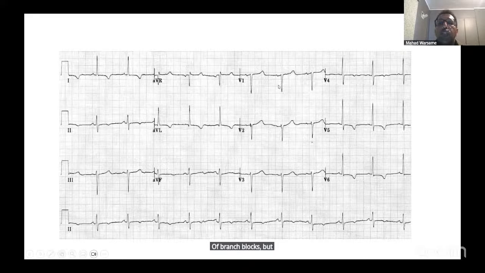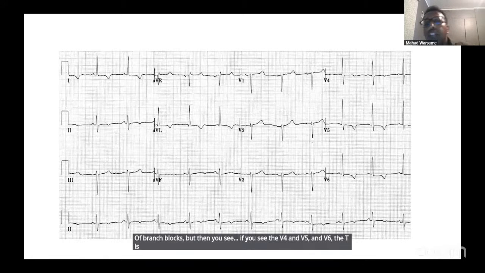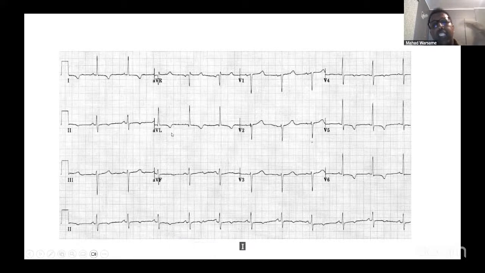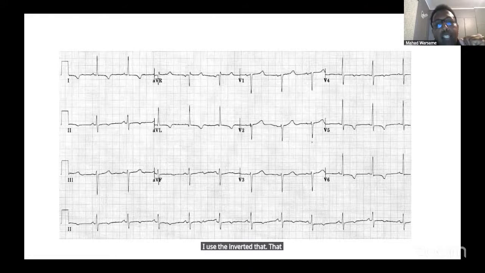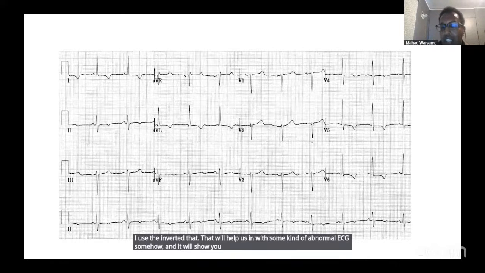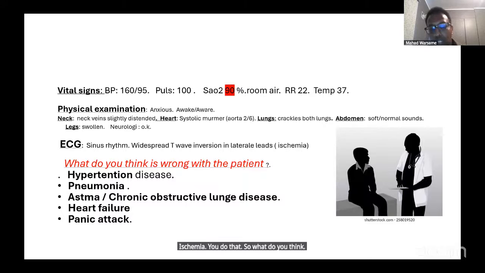But then if you see V4 and V5 and V6, the T is inverted. Normally the T should be upright. So the T is inverted in V4, V5, V6. And then you check leads I and aVL. I is inverted. That shows some kind of abnormal ECG, and it will show you that this is ischemia. You do that. So what do you think is wrong with the patient?